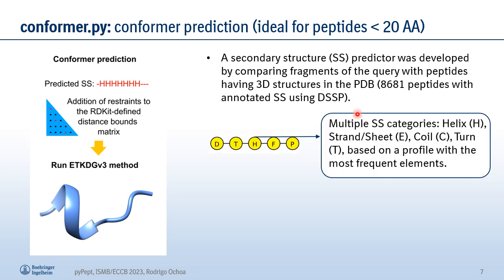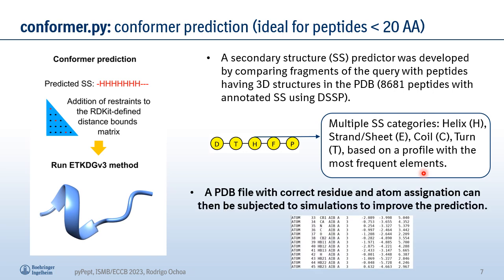And for that purpose, each residue will be assigned a category of secondary structure, in this case a helix, sheet, coil, or a turn, based on a profile with the most frequent elements detected in the PDB. And with that, we can obtain a PDB file with correct residue and atom assignation that can be used later for simulations or for other kinds of predictions, not only with natural amino acids, but also with non-natural residues.